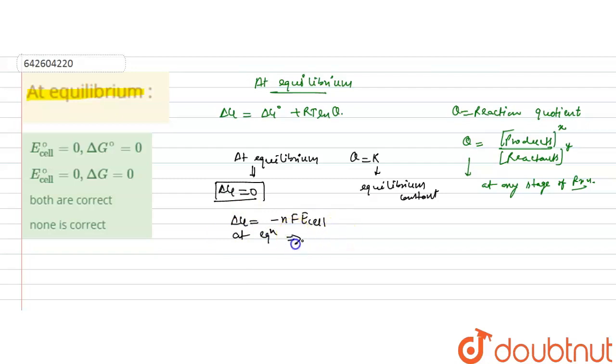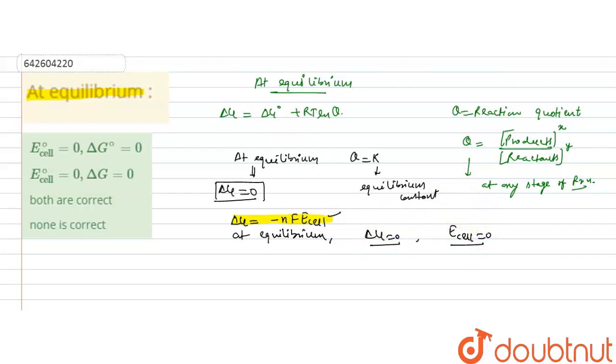If delta G is 0, it means E cell will also be 0, because delta G is equal to minus nF E cell, where F is the Faraday constant and n is the number of electrons involved. It means at equilibrium, delta G is 0 and E cell is 0.